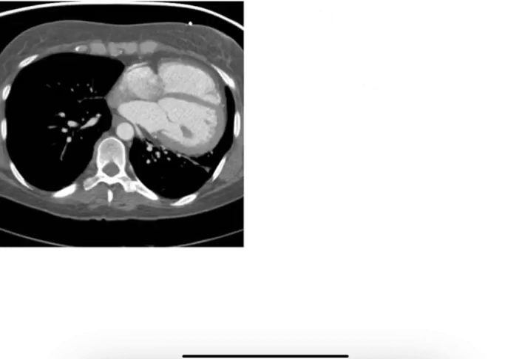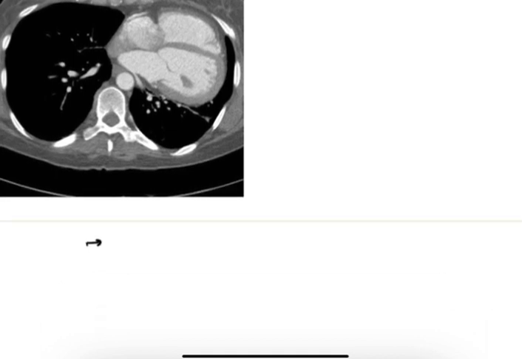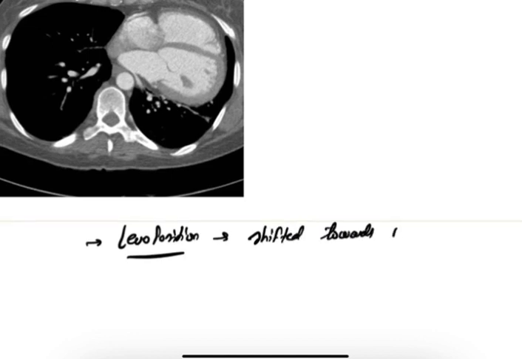Another, so this is the next CT image of a patient suffering from pericardial agenesis. So look at this image. We can clearly see that the heart underwent excessive levo position, that is, shifted towards left.